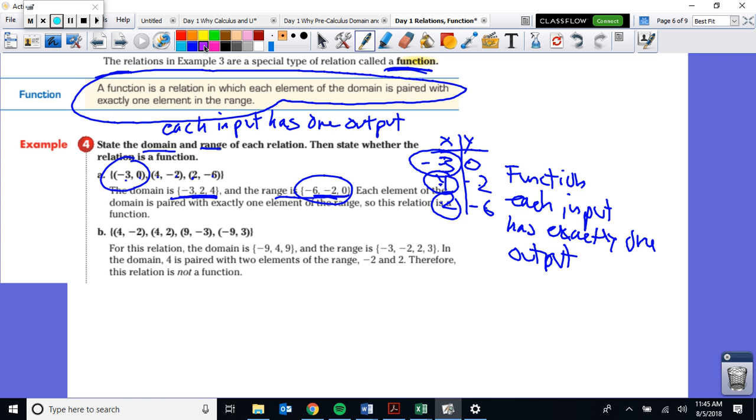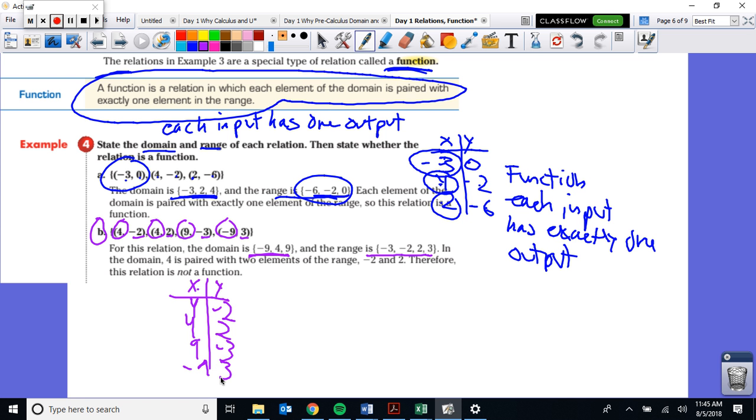So last one right here. So B. Okay, domain and range. Obviously, here's the domain, here's the range. It has it in the answer. So the domain is all the x values, and these are all the range for the y values. Okay. So is this a function? Is this not? Sometimes this helps me, but eventually you're going to get it on your own, where you can just look at it. 4, -2, 9, -3, and -9, and 3.